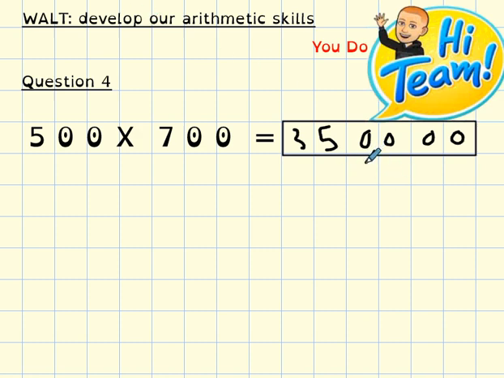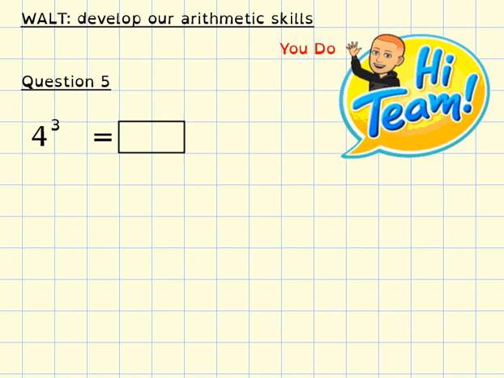Question 5, 4 cubed. 4 times 4 times 4. I know that 4 times 4 is 16. 16 times 4 is 64. 4 cubed is 64.